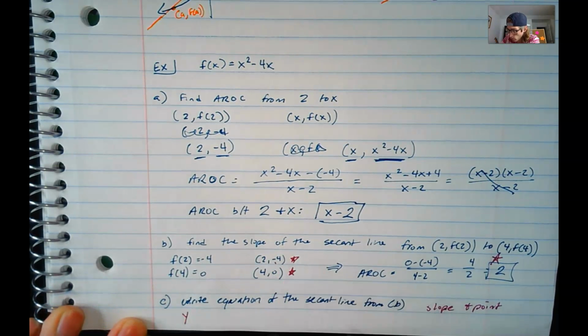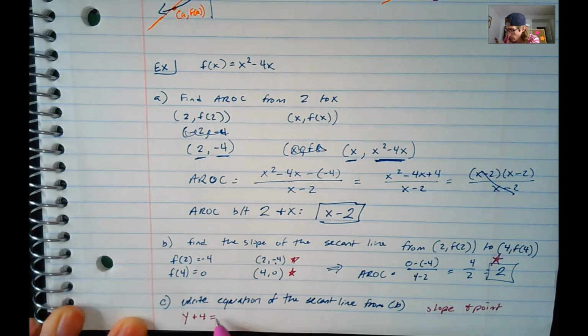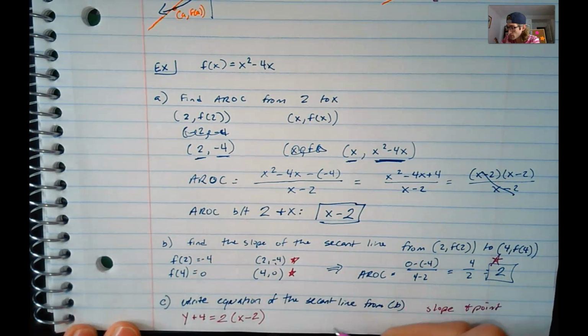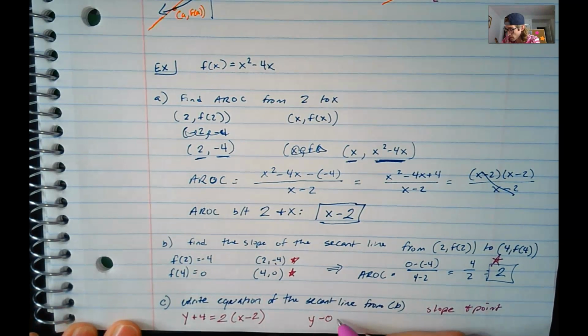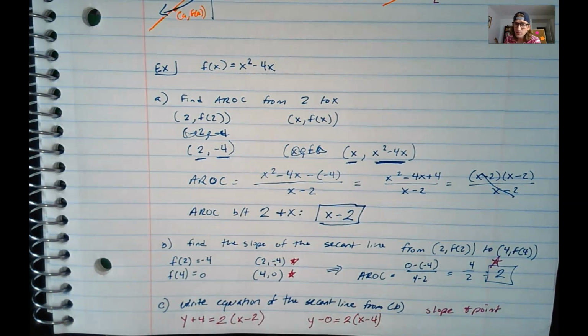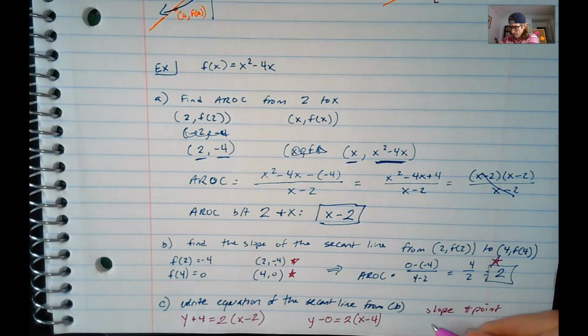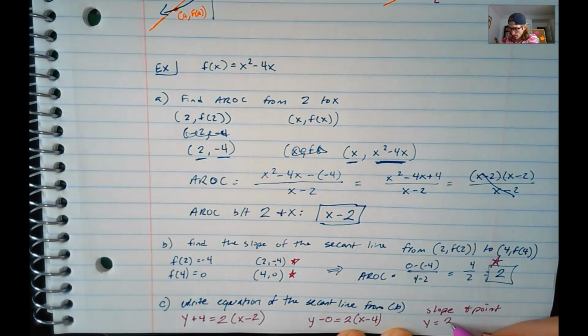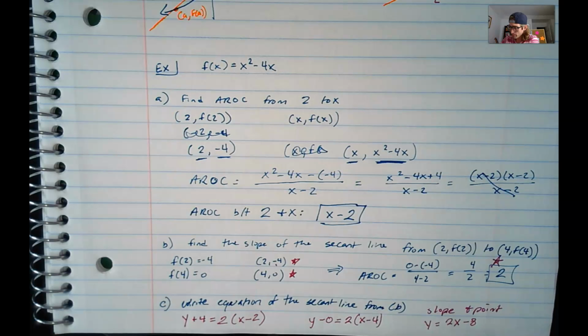Y minus the y coordinate, that would make that plus 4, equals the slope 2 times x minus the x coordinate 2. Or we can use the other point, 4, 0: y minus 0 equals 2 times x minus 4. Now if you wanted to write it in slope-intercept form, you could take either of these, multiply everything out, move things from one side to the other, and both would simplify to y equals 2x minus 8. So any of those 3 is actually a good answer for this one.